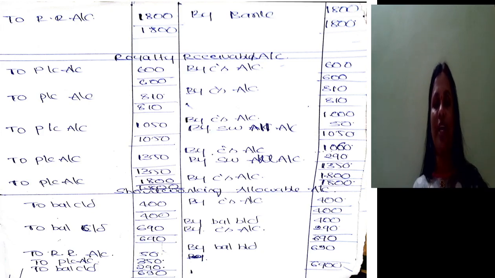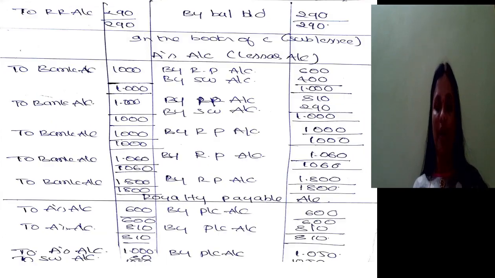So the account gets closed. So royalty receivable will be transferred to profit and loss account. So this is how to prepare in the books of whom? A, in the capacity of sublessor. Lessee's account will be prepared, royalty receivable account will be prepared, and short working allowable account will be prepared.